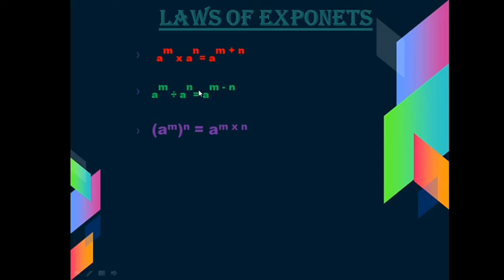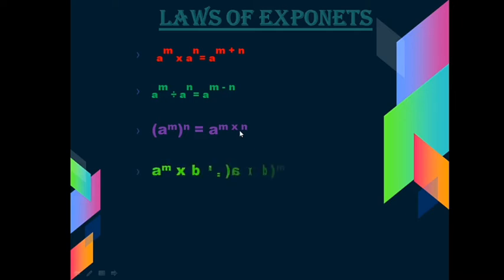Then the next is a raised to the power m whole raised to the power n equals a raised to the power m into n. So here it is given power of a power. It means here one exponent is given for a, that is a raised to the power m, and again an exponent n is given for this whole a raised to the power m. That's why we call it a power of a power. When this type of question is given, at that time we have to multiply the exponents, that is a raised to the power m into n.